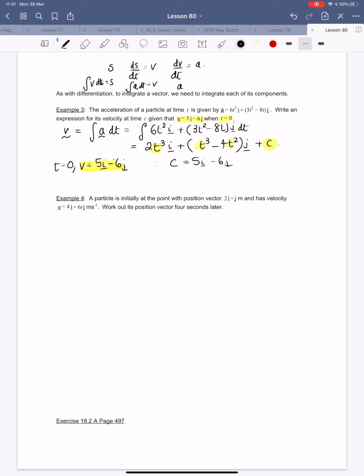So eventually we have, what I'm going to do is put this bit with the i's and that bit with the j's. So v is (2t cubed plus 5)i plus (t cubed minus 4t squared minus 6)j.